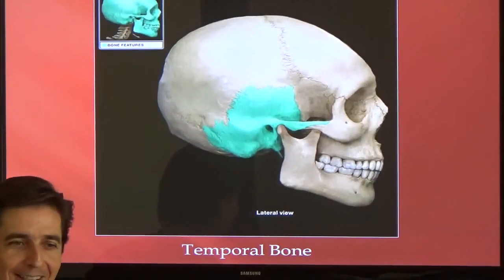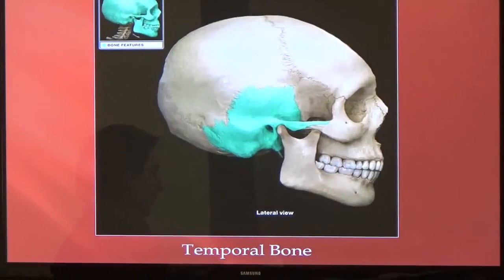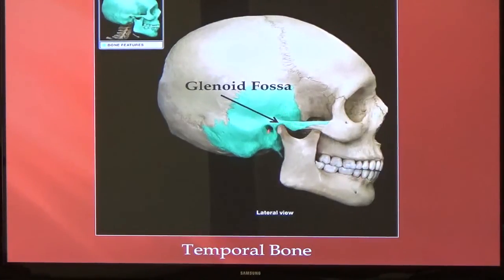So this fossa you need to know. The other one you didn't really need to know. So right there where my finger is, that's the glenoid fossa. Okay, where the jaw goes in, we'll talk about the jaw in a bit, into the glenoid fossa that's on the temporal bone. There's two, one on the left, one on the right. So right there is the glenoid fossa.